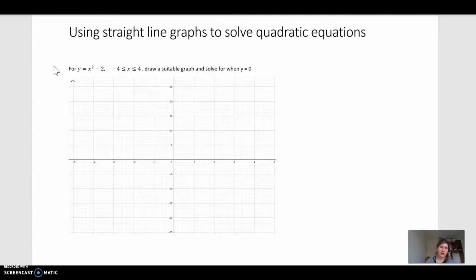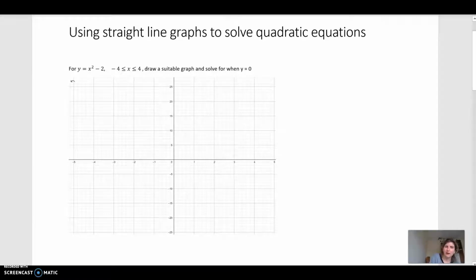Okay, so first thing we're going to do is we've got an equation, y equals x squared minus 2, and we're told that we're graphing it over the domain from -4 to 4 for x. So we're only graphing over a specific set of x values, a specific domain for our function. And then we're told we want to draw a suitable graph and solve for where y equals 0.